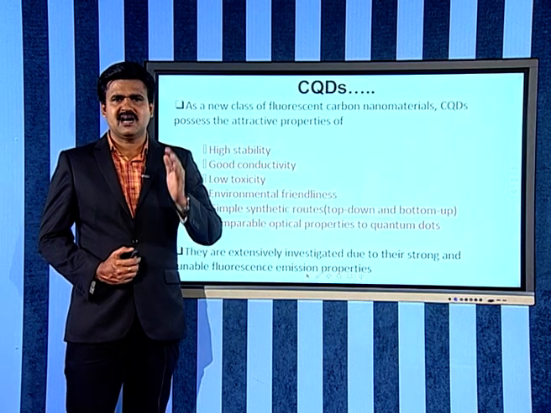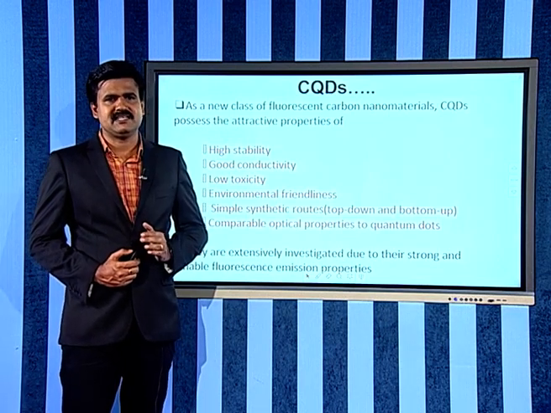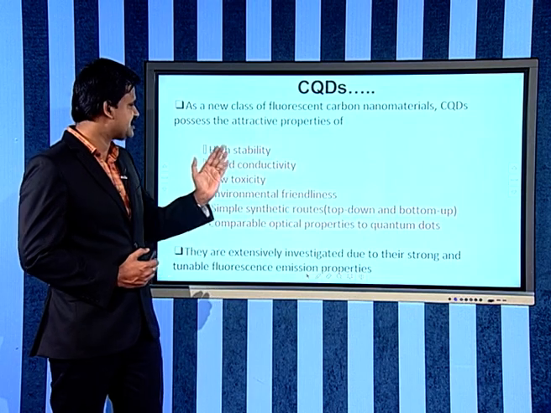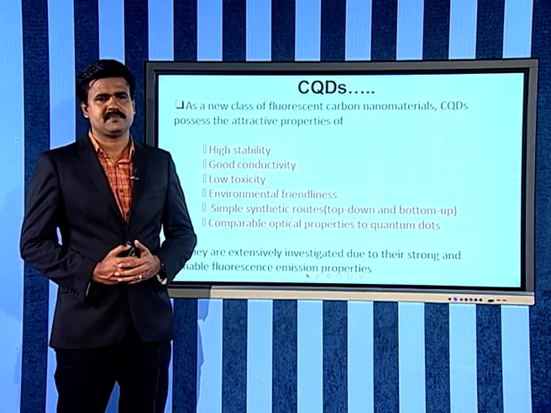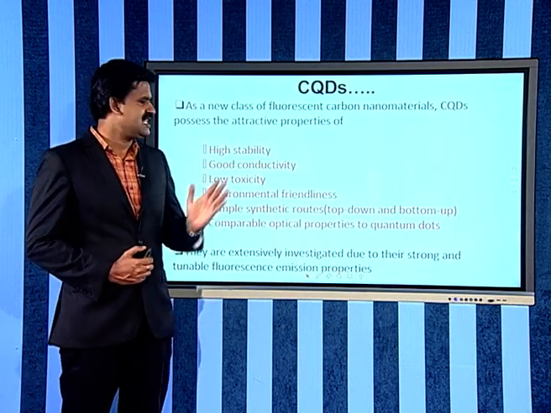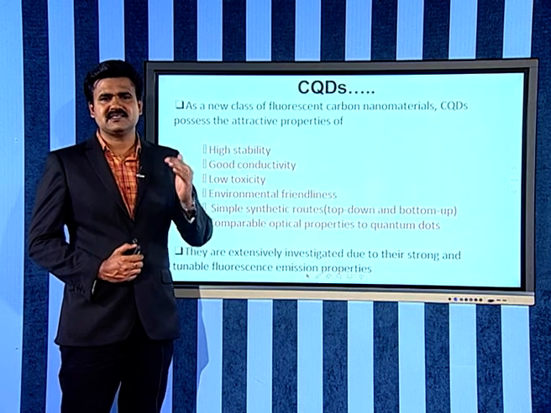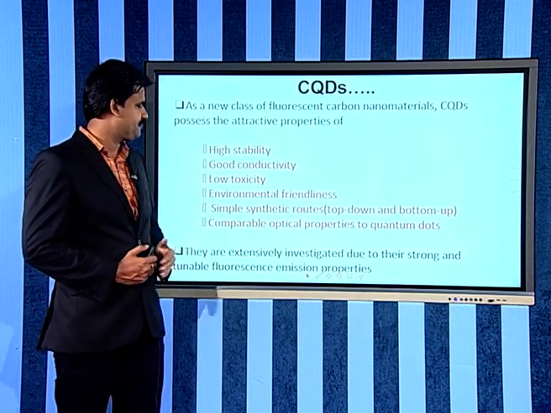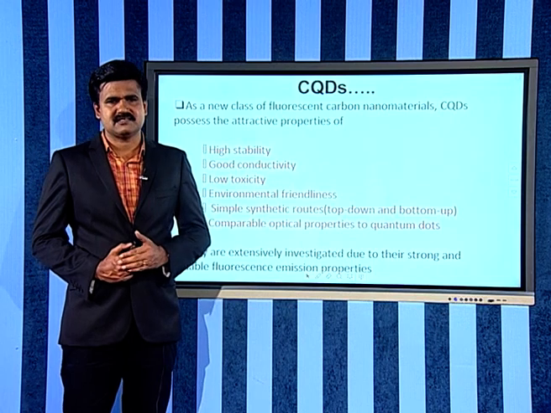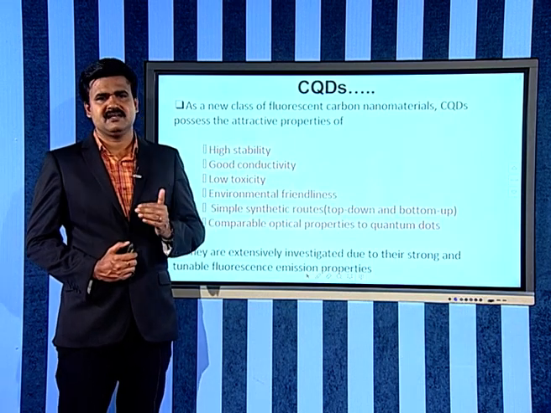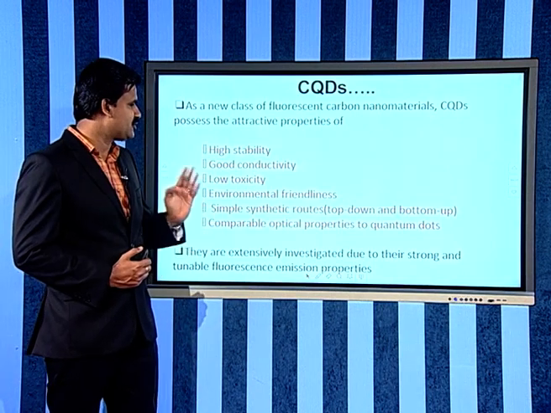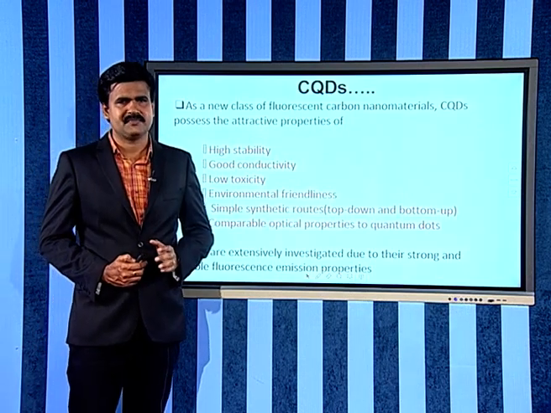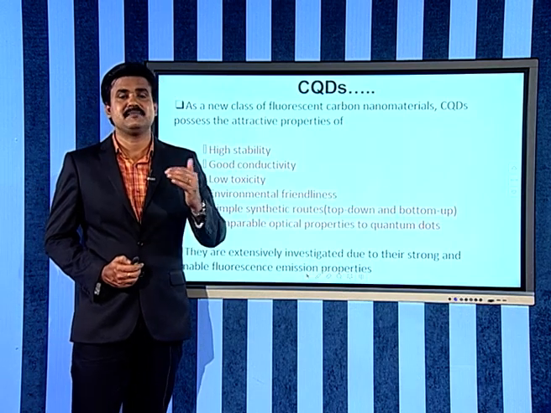Carbon quantum dots are a new class of carbon-based nanomaterial with different attractive properties. They are associated with high stability, good conductivity, low toxicity, environmental friendliness, a simple synthetic route for their preparation, either top-down or bottom-up procedures, and optical properties comparable to quantum dots. They are extensively investigated due to their strong and tunable fluorescence emission properties. They have prominent fluorescence which can be tuned.